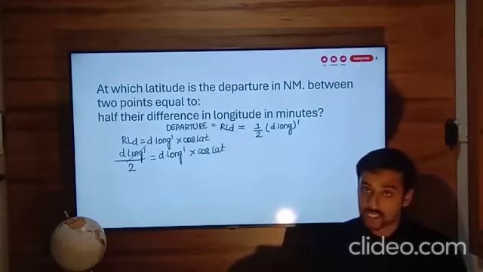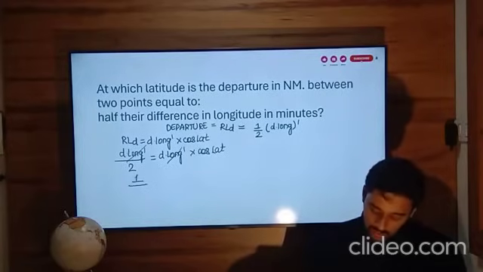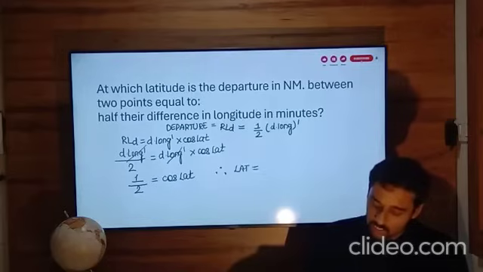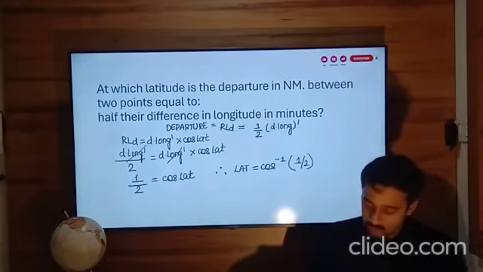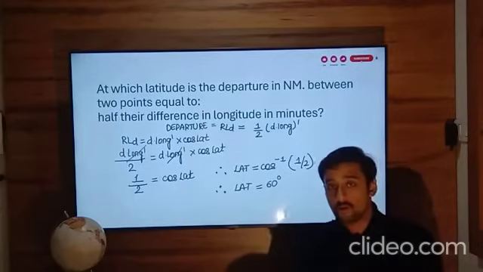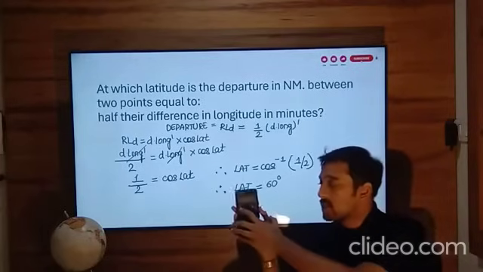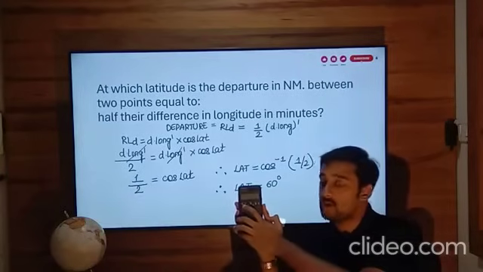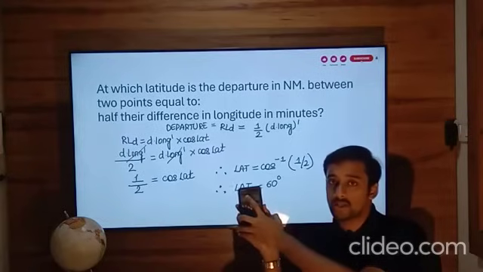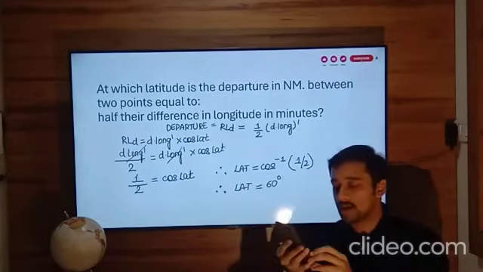So d long gets cancelled. You have half equals cos of lat. Therefore, latitude will be equal to cos inverse half. So therefore, latitude will be equal to 60 degree. Cos 60 is half. If you don't know that and you want to use a scientific calculator, you can press the shift button on the top left corner and then press the cos button. So you will get cos inverse on the screen. And then you can write half.